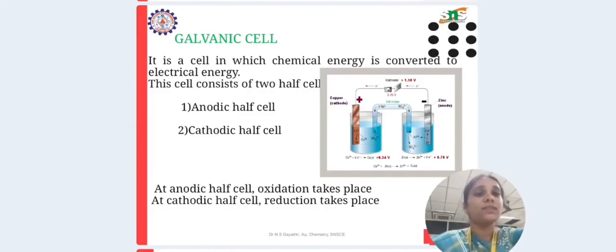At the anode, zinc loses 2 electrons, and these electrons are captured by copper at the cathode, which is reduction. The overall reaction is zinc losing electrons and copper gaining electrons, and the overall output voltage of the galvanic cell is 1.1 volts.